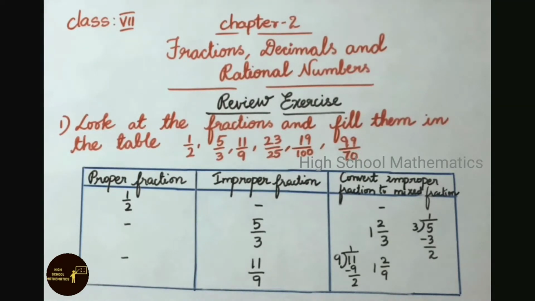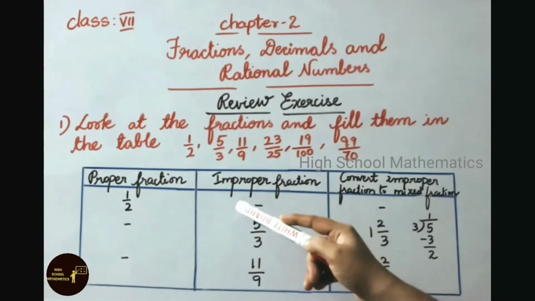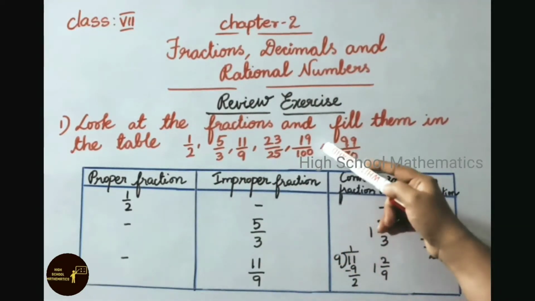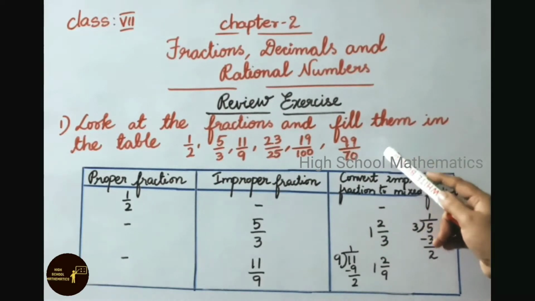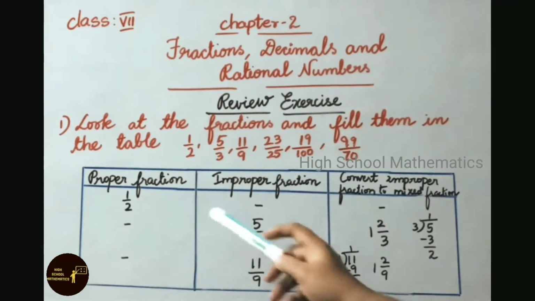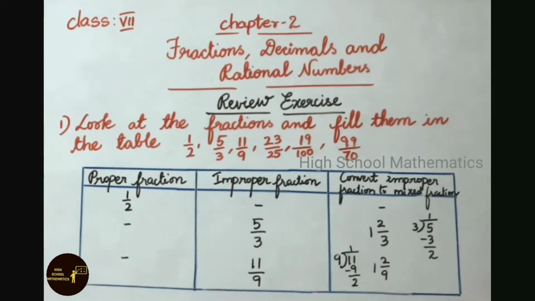Now look at the fractions and fill them in the table: 1 by 2, 5 by 3, 11 by 9, 23 by 25, 19 by 100, 99 by 70. Now we have to separate them as proper fraction and improper fraction. If there is an improper fraction, we have to convert it to a mixed fraction. First, let us see what is a proper fraction and an improper fraction.